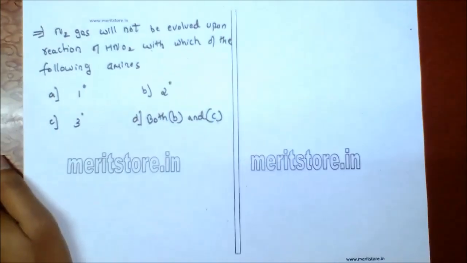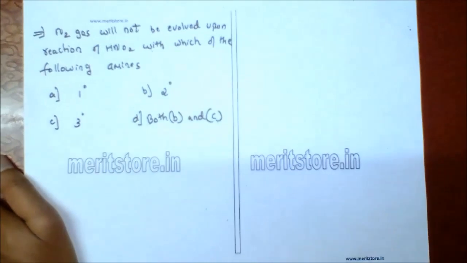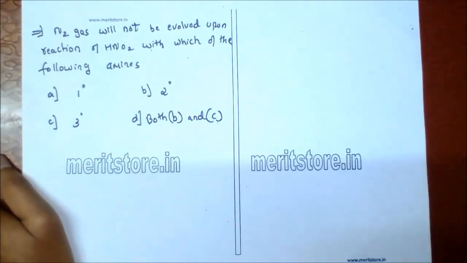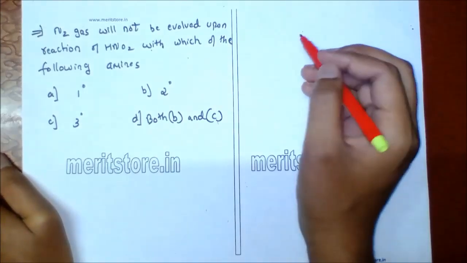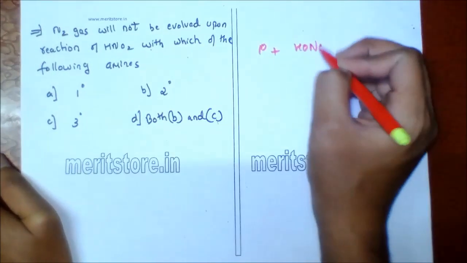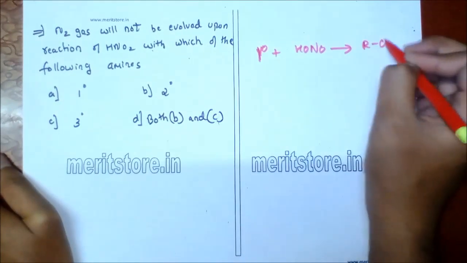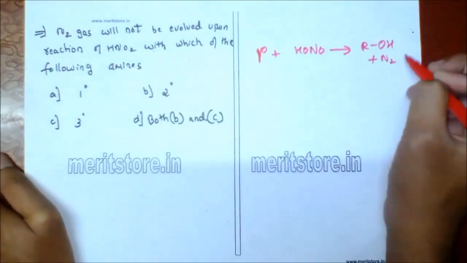Nitrogen gas will not be evolved upon reaction of HNO2 with which of the following amines? Primary amine forms alcohol with nitrous acid. Nitrogen gas with brisk effervescence is eliminated and a clear solution is obtained, which is not so in the case of secondary and tertiary amine. So a primary amine reacts with HNO2 and gives alcohol and nitrogen gas.